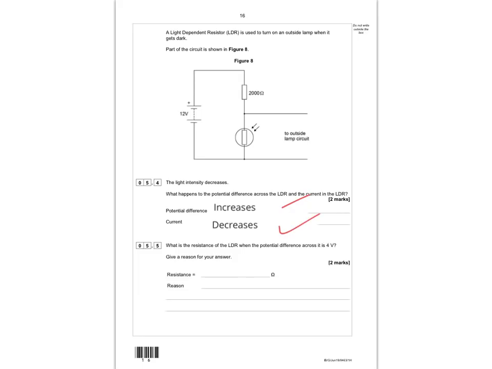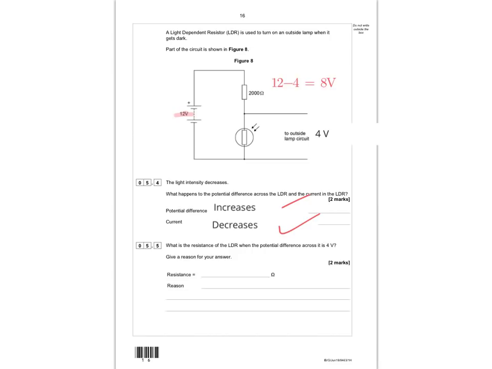In question 5.5, it says, what is the resistance of the LDR when the potential difference across it is 4 volts? And it wants you to give a reason for your answer. So if you look over here now, we know we've got 12 volts at the power supply, and we know that 4 volts goes across our LDR, which means we can work out the voltage across our 2000 ohm resistor by doing 12 minus 4 to give us 8.